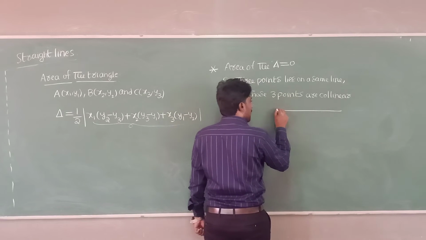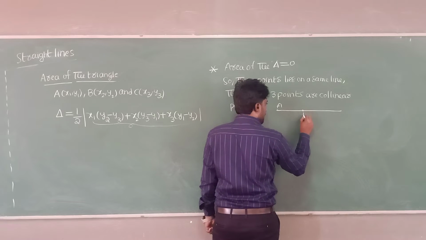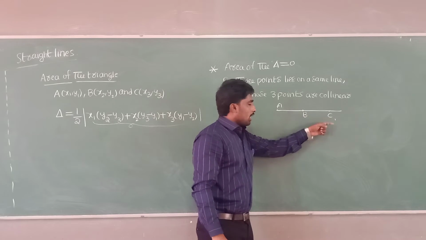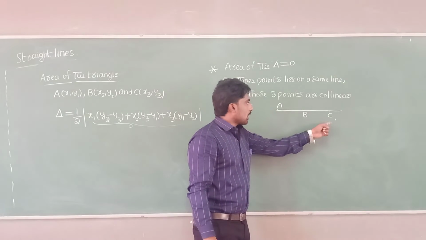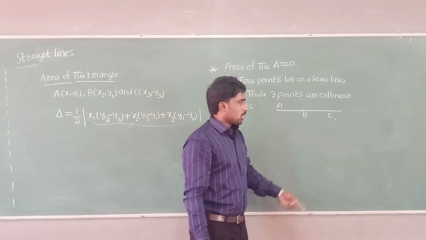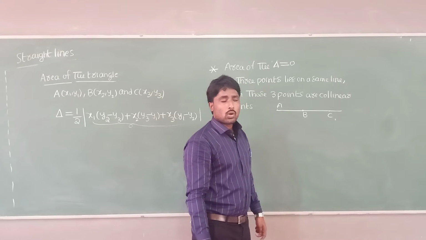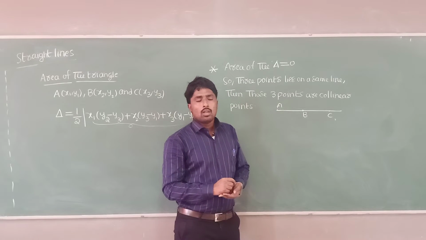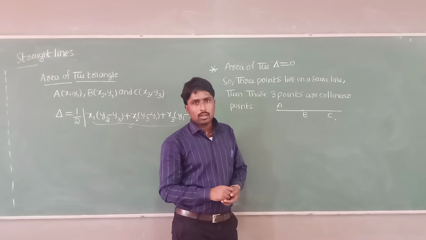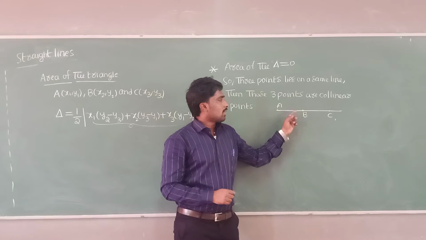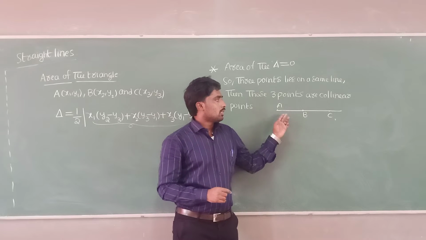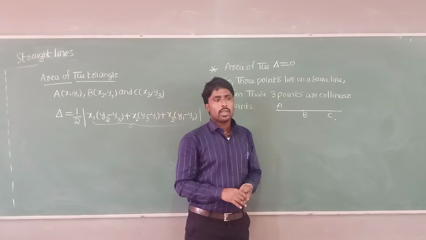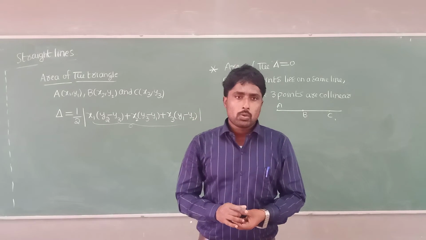So this is point A, this is point B, this is point C. If three vertices lie on a single line, then by using these 3 vertices I can't form a triangle. That's why the area of the triangle becomes 0. In any case, if they mention 3 points lie on a same line, or sometimes they ask what is the area of the triangle, at that time you can directly say these 3 points lie on a same line, they are collinear points, so the area of the triangle becomes 0. So these are the basic concepts of 2D geometry.